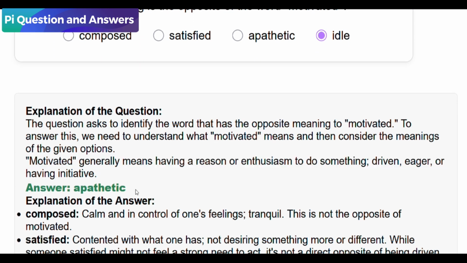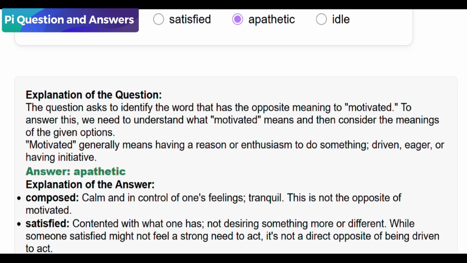Answer: apathetic. Explanation of the answer. Let's look at each option. Composed. This means calm and in control of one's feelings, tranquil. This is not the opposite of motivated. Satisfied. This means contented with what one has, not desiring something more or different. While someone satisfied might not feel a strong need to act, it's not a direct opposite of being driven to act.